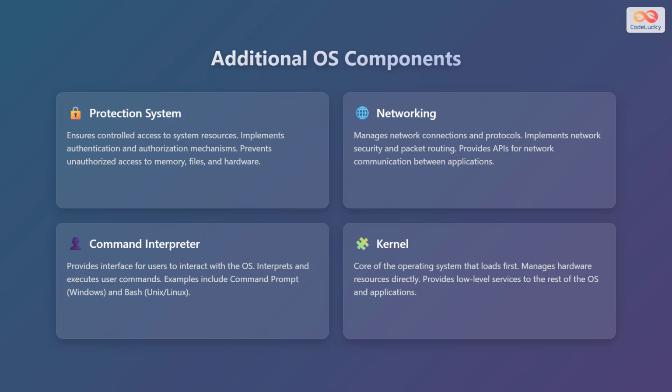Now, let's delve into additional operating system components. First, protection system. It ensures controlled access to system resources. It implements authentication and authorization mechanisms. It prevents unauthorized access to memory, files, and hardware.